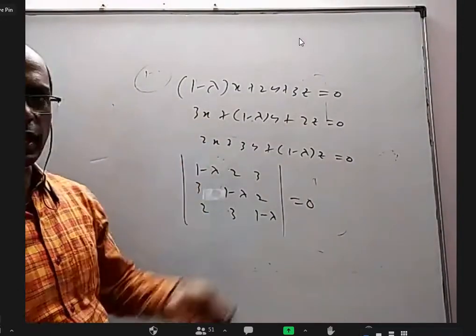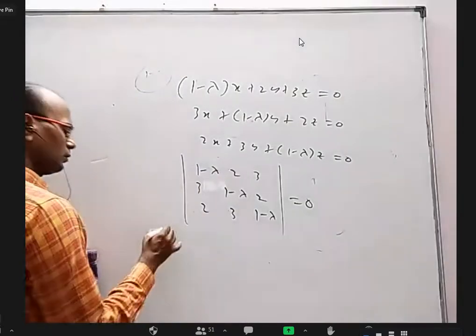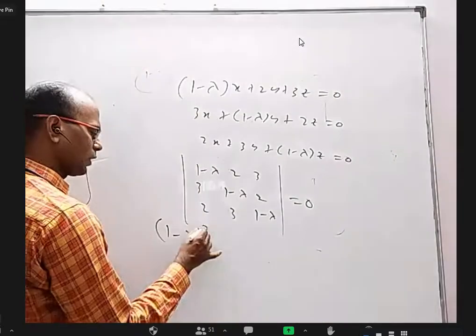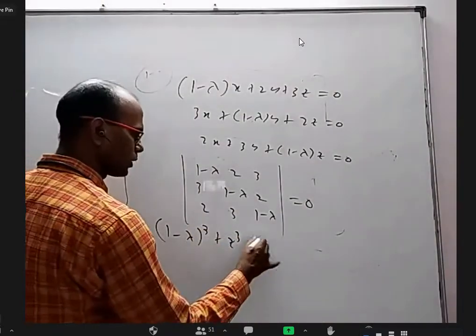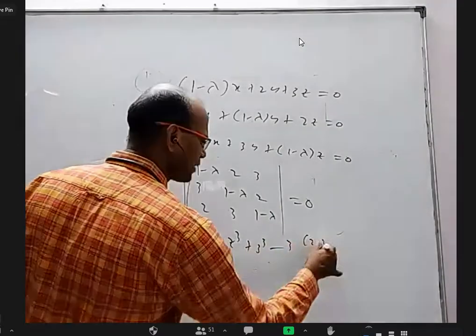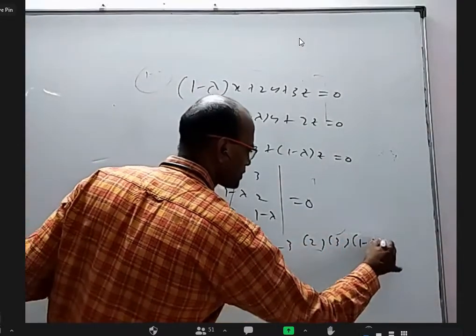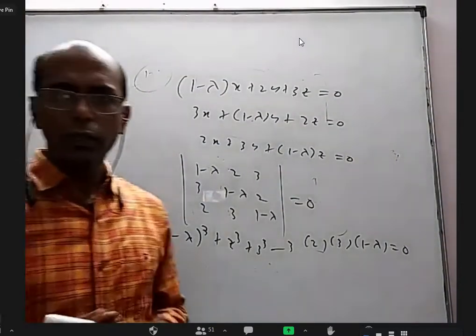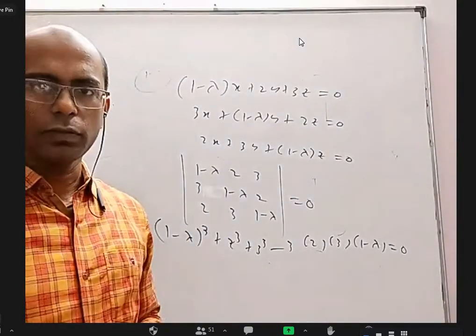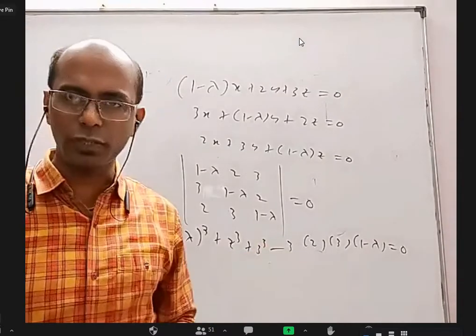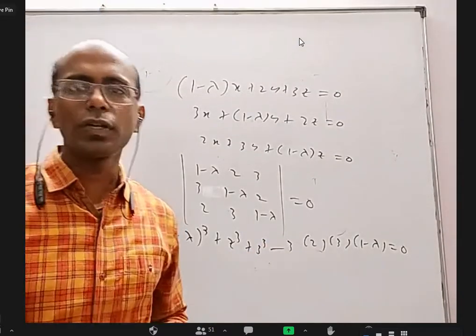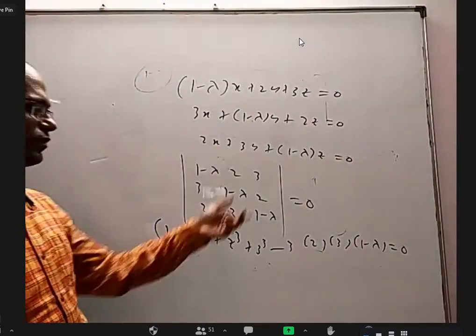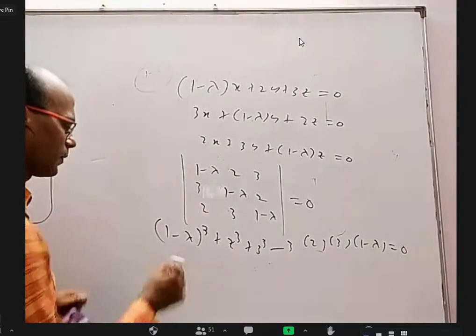I'll expand by the arrow method, the diagonal way, though you can expand any way. I'll get 1 minus lambda whole cube plus 2 cube plus 3 cube minus 3 times 2 into 3 into 1 minus lambda equal to 0. Now see, you don't have to waste time expanding this and getting a cubic equation. I'll tell you something easy.